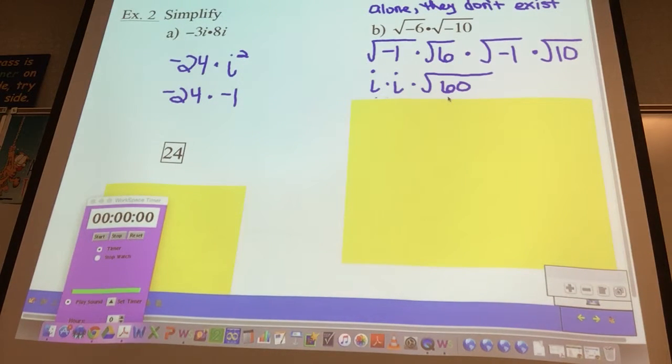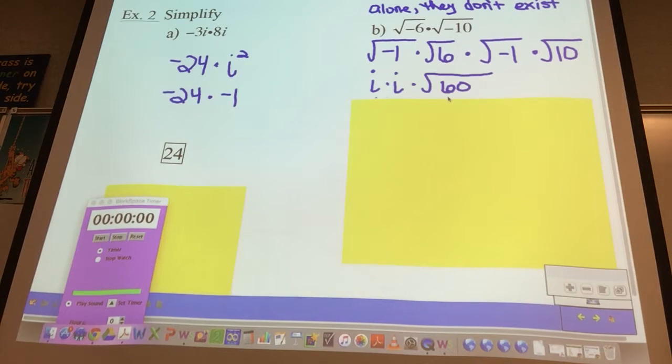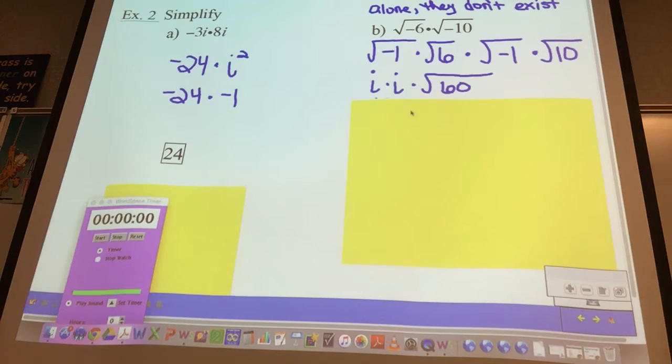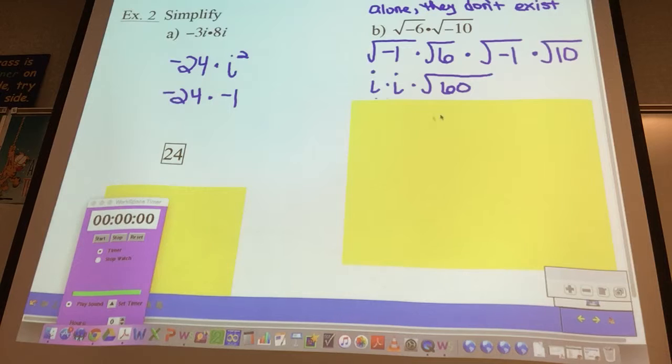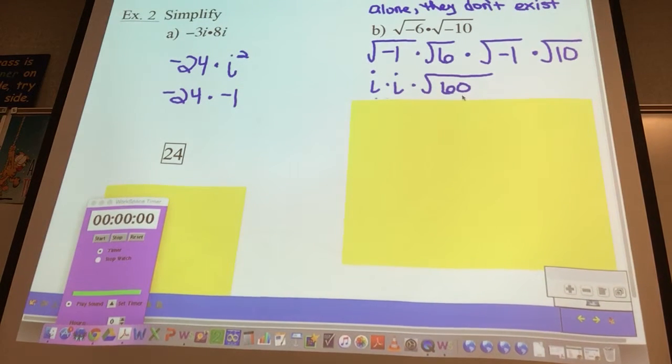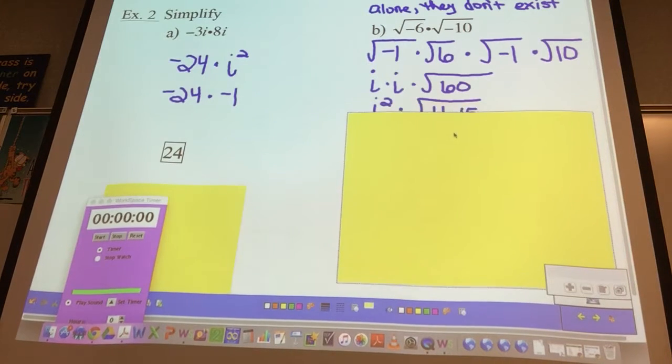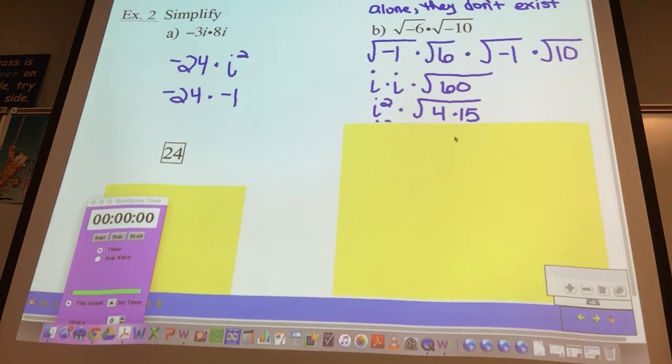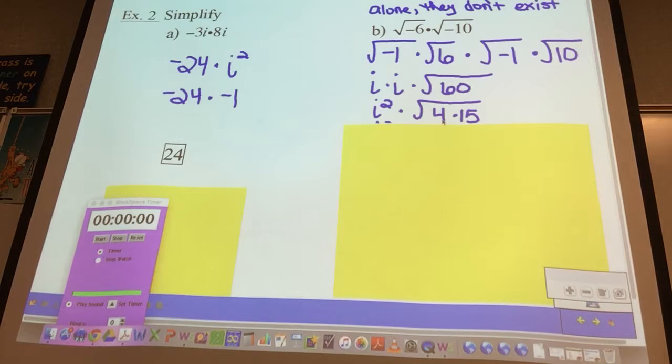So find a perfect square one. 1, 4, 9, 16, 25. What goes into 16? I forgot. Anyone know? Wait. Don't tell us yet. 1 doesn't really count. Does 4 go into 60? 4 times 15. I told you. So I broke it down that way. 15 is not a perfect square. But the 4 is. Oh. The 4 is.